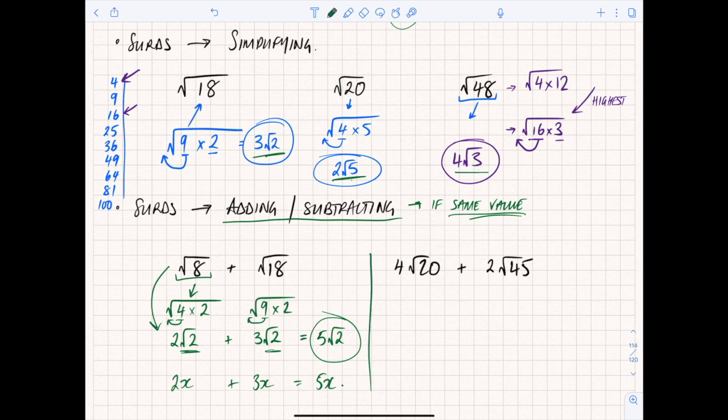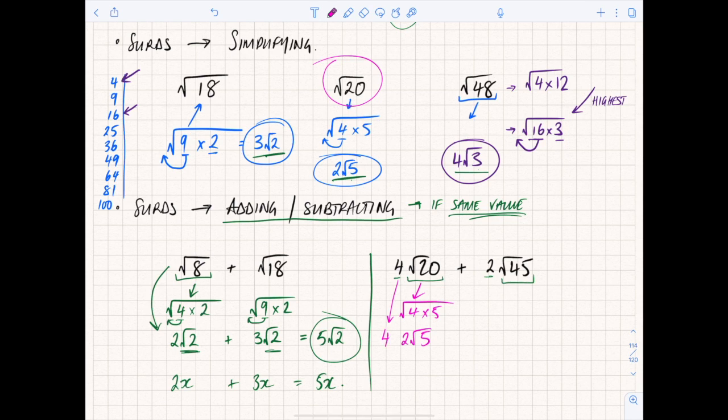You could pause the video and maybe have a go at this yourself, but it's a little bit harder because what we've actually got is these values on the outside already, and we need to try and make the surds the same. So we'll talk through this bit now. So root 20, which we already did up here, we know that root 20 became 4 times 5, and we're square rooting that, which is 2 root 5. But we've still got this 4 we need to bring down.